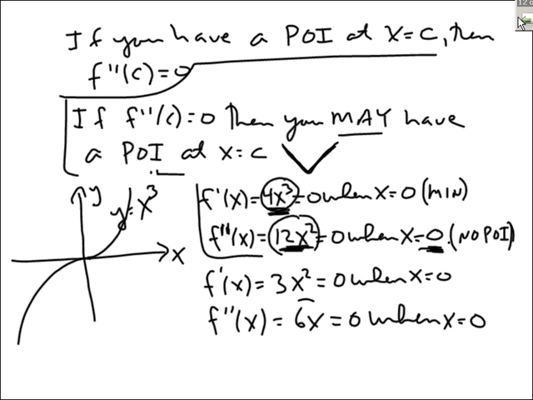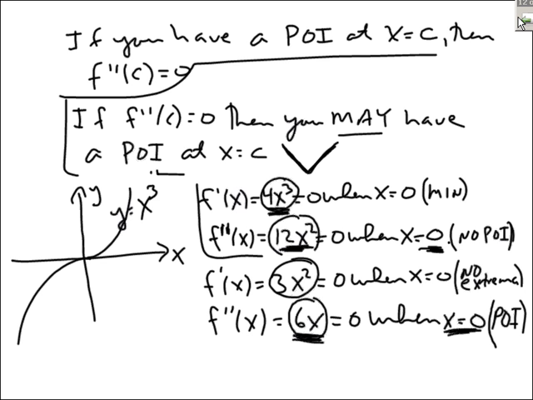But there is a sign change here. When x is close to 0, if x is less than 0, this will be negative. If x is more than 0, this will be positive. There was a sign change. That's a point of inflection. Here, when x is a little less than 0 or a little more than 0, 3x squared is always positive. You have no extrema. You have no max nor min.